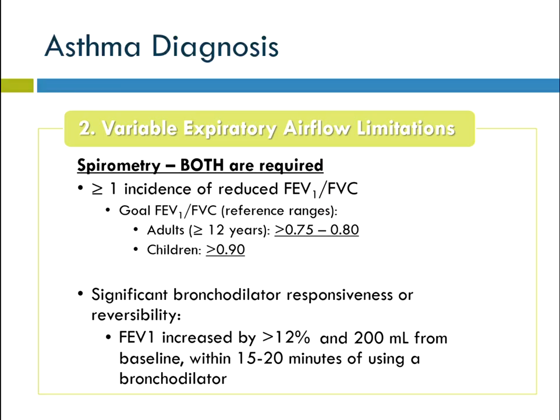Okay? So if their FEV1 FVC ratio is 0.6, would that be a reduced FEV1 FVC? Yes. And if it is, these numbers are the normal, 0.75 to 0.8 or greater. So just think greater than 0.75. If it is not greater than 0.75, then it is reduced. Okay? The second part is significant bronchodilator responsiveness or reversibility. So that essentially means that their lungs respond in a significant way to a bronchodilator.